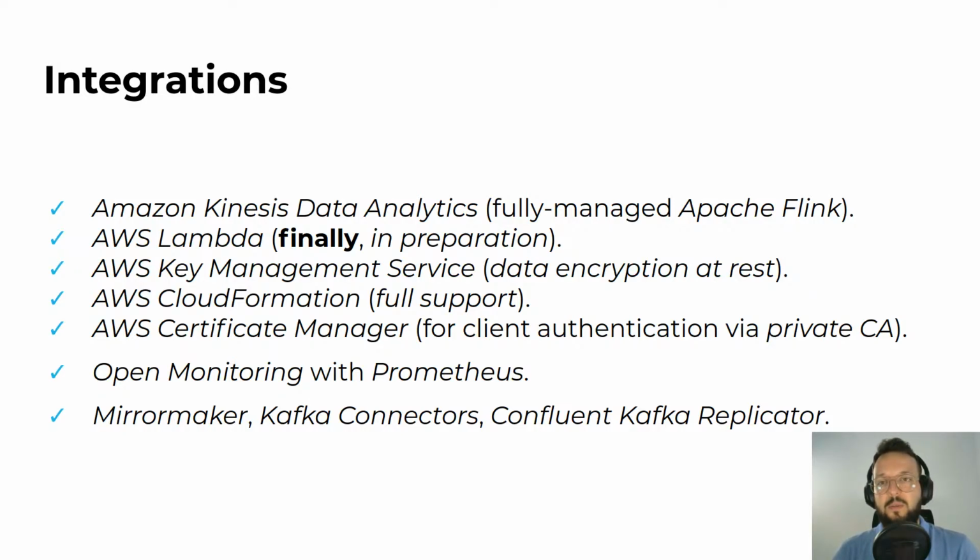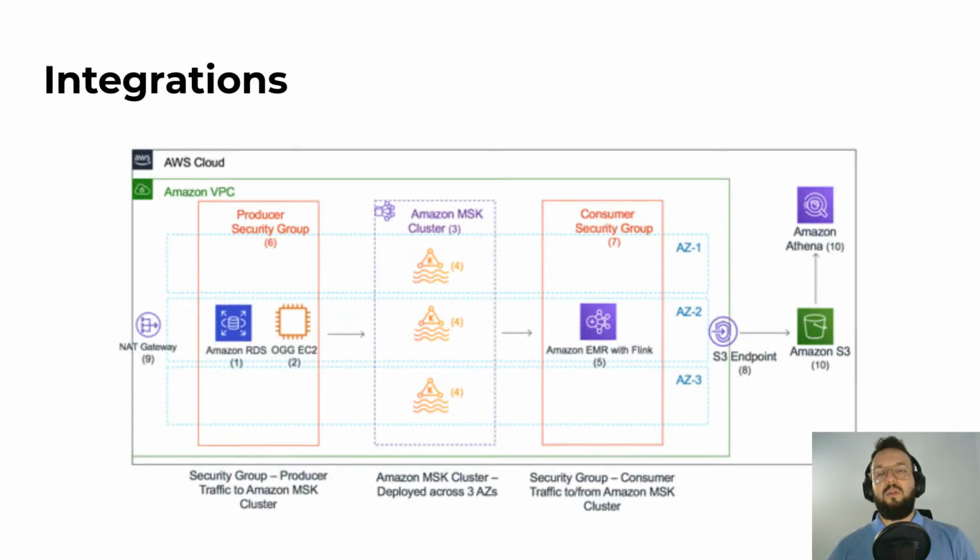Speaking about integrations, here is an example from one of the blog posts on the AWS blog. Here you can see that they have an Amazon MSK cluster that has 3 brokers in 3 different availability zones, and then they are consuming via consumer groups based on Amazon EMR with Flink. Nowadays, you can use Kinesis Data Analytics instead of EMR, but those 2 things are equivalent in the sense that they both provide Apache Flink.